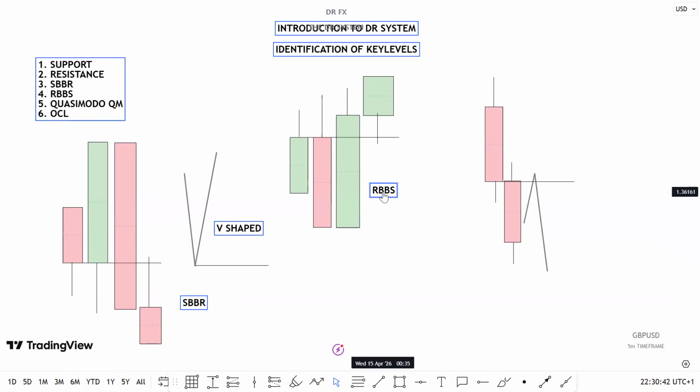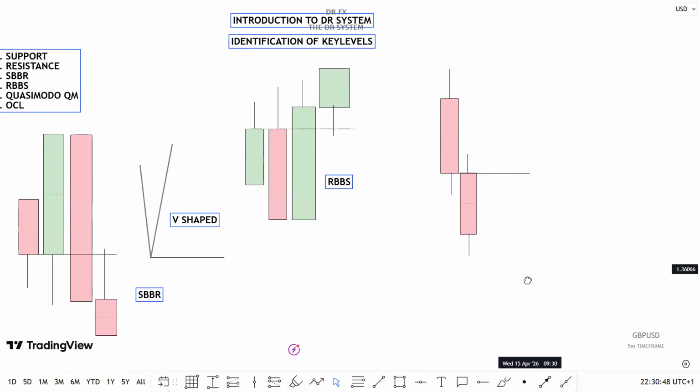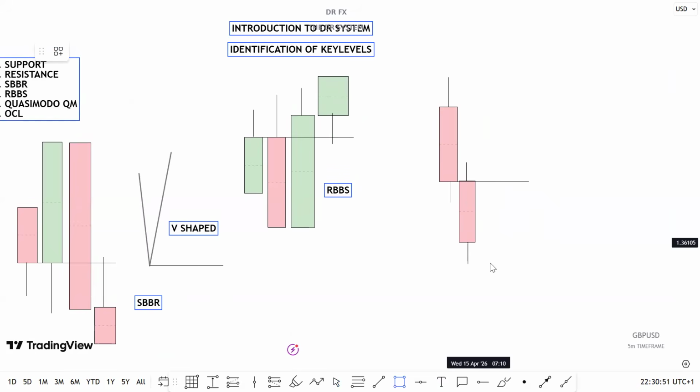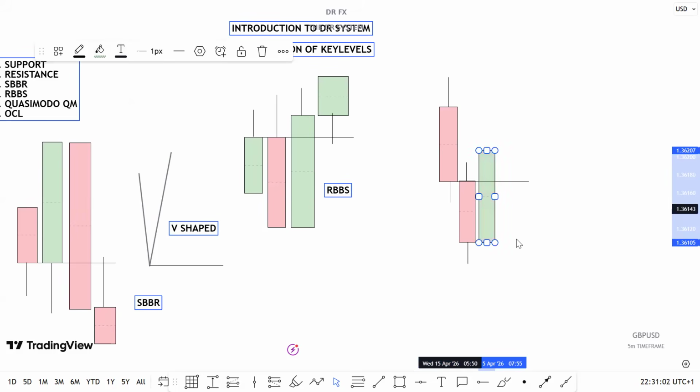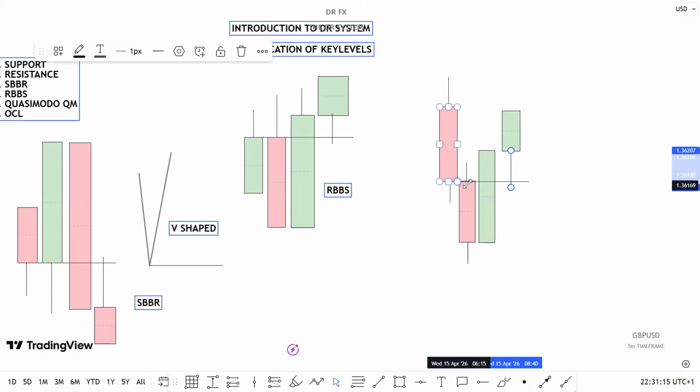Now, I'll still use this RBS as an example. Even an OCL can be used as an RBS or an SBR, meaning instead of the market coming and rejecting like this, the market refused to do that. The market closed above, like this. Now, we expect the market to open up the next day or whatever it is, drop into this and then go up. Then this one that is supposed to be used for sell is now used for buy. Then this OCL, instead of being used as resistance, is now used as a support to go to the upside.